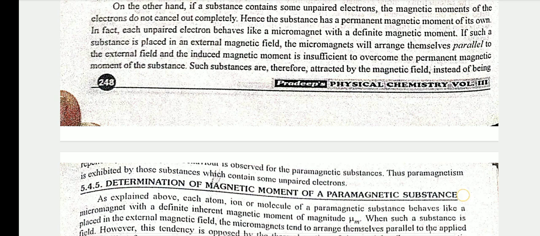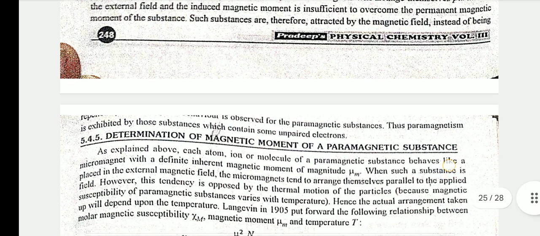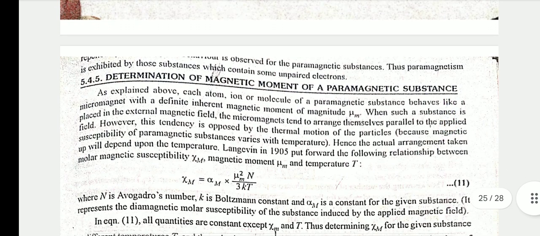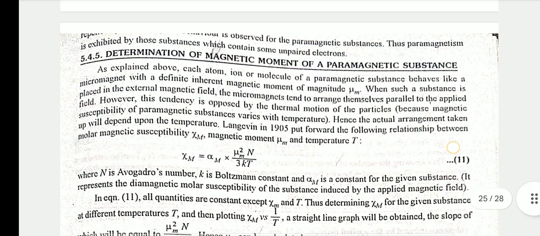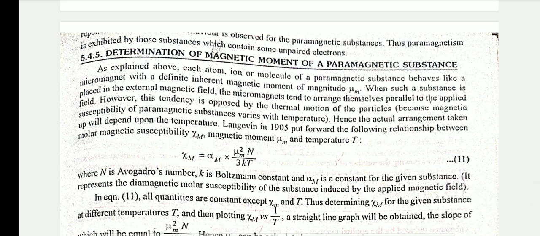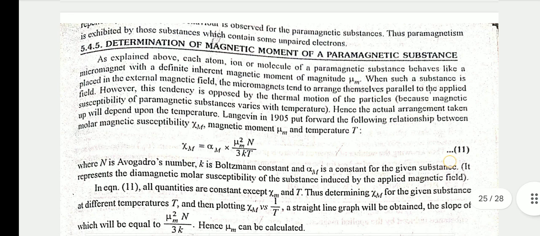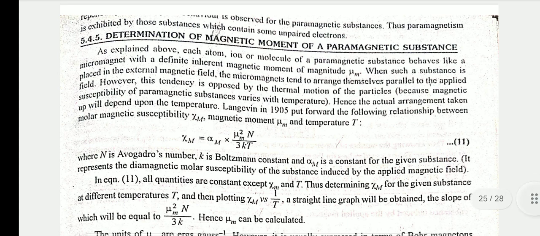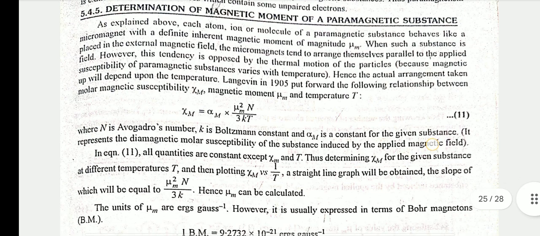This is observed for paramagnetism. Thus, paramagnetism is exhibited by those substances which contain some unpaired electrons. Determination of magnetic moment of a paramagnetic substance. As explained above, each atom, ion, or molecule of a paramagnetic substance behaves like a micromagnet with a definite inherent magnetic moment of magnitude μm. When such a substance is placed in an external magnetic field, the micromagnets tend to arrange themselves parallel to the applied field. However, this tendency is opposed by the thermal motion of the particles, because the magnetic susceptibility of a paramagnetic substance varies with temperature. Hence, the actual arrangement taken up will depend upon the temperature.